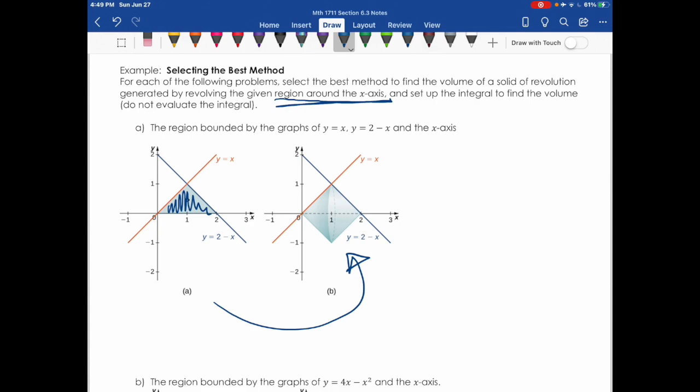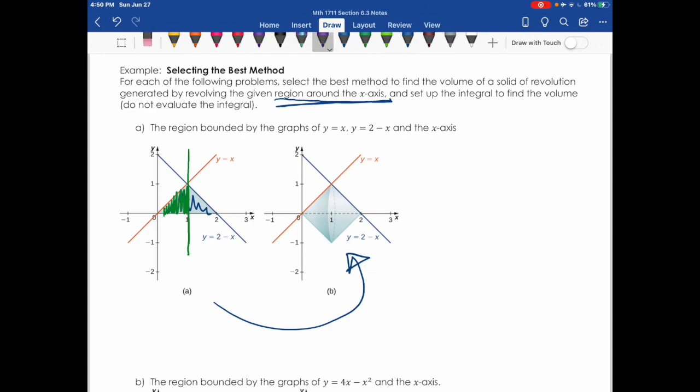And then part A shows the region that's going to get rotated, and in graph B, it shows what it looks like once it's rotated. So when we look at that region in graph A, since we want to integrate with respect to x, if we're using the disk method, we would have to break the integral up into two pieces because we have two different functions bounding the region over the interval from 0 to 1 and then the interval from 0 to 2.